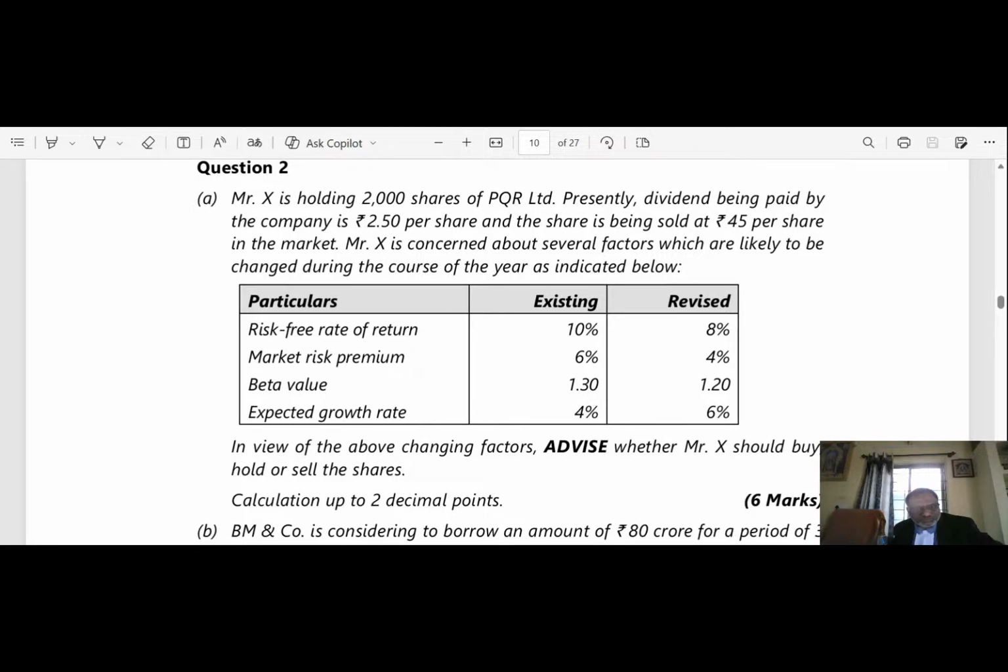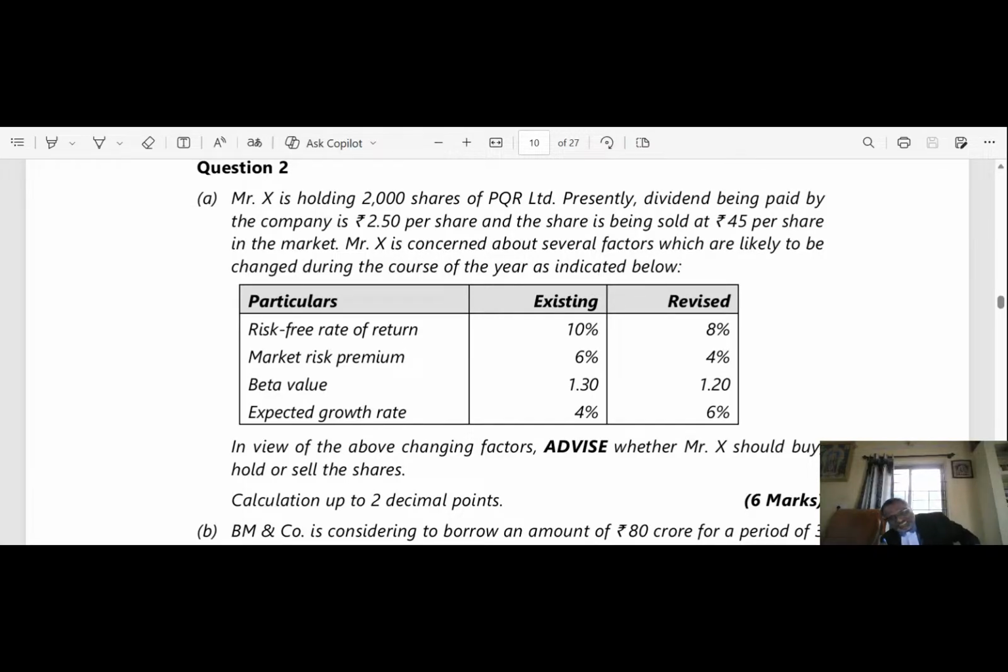Under this situation, the investor should sell the share. Investor should sell this share.